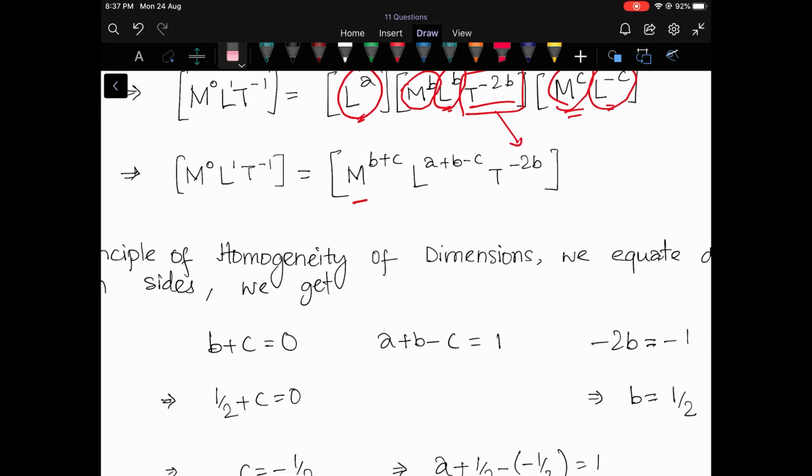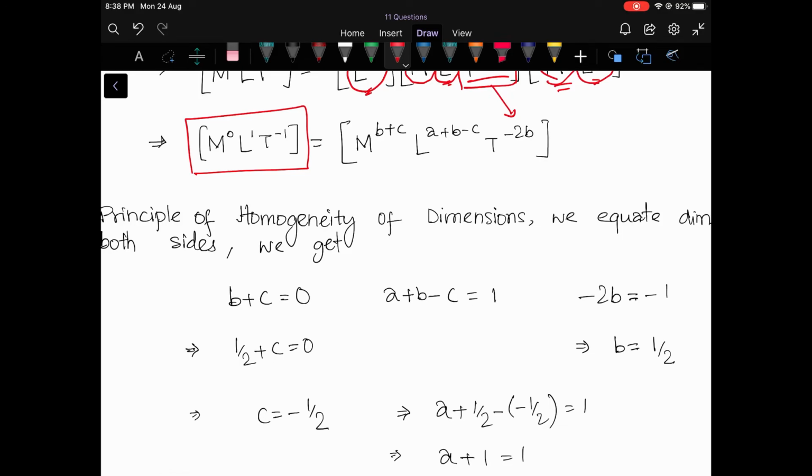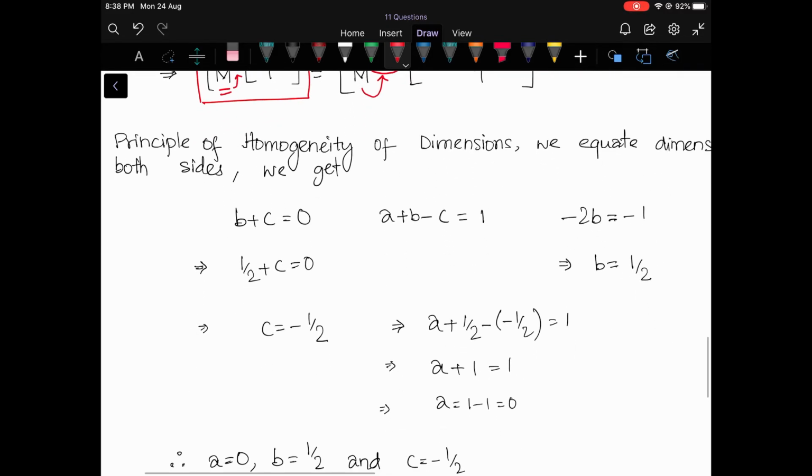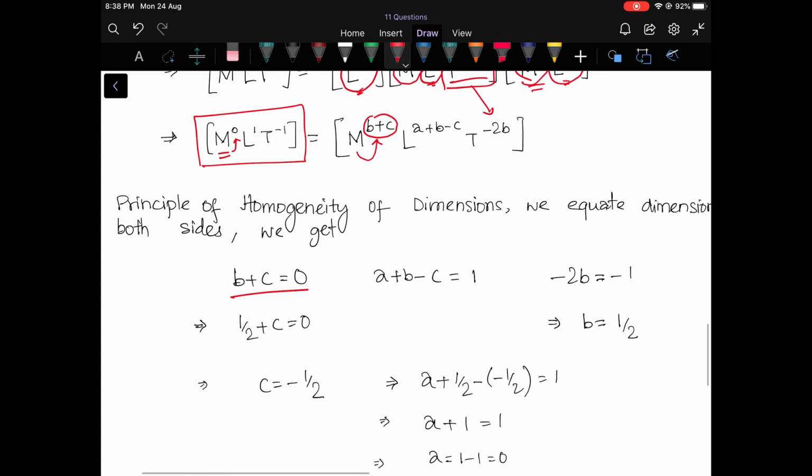So once we write that, you can see on the left hand side it is quite clear what the powers of MLT are. On the right hand side we have them in terms of a, b, c, and we are simply going to find a, b and c. For that we are going to say the dimensions of both sides must be the same. That means whatever is the power of M here, that is b plus c, must be equal to the power here, which is 0. So we have written b plus c must be equal to 0. Then a plus b minus c must be equal to this 1 here, so we have written that. And finally minus 2b must be equal to this minus 1 here.